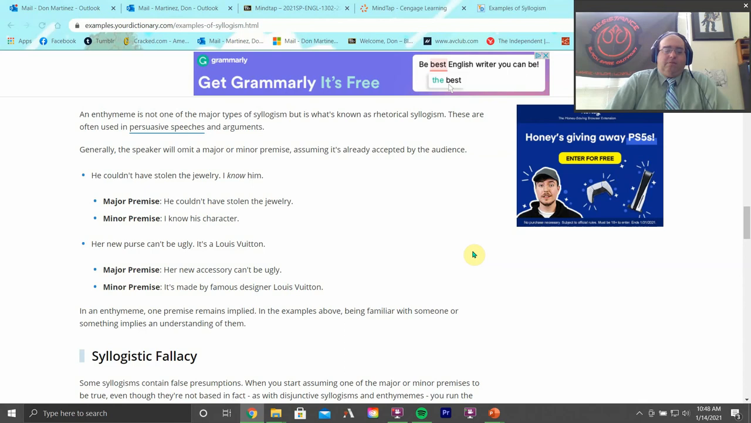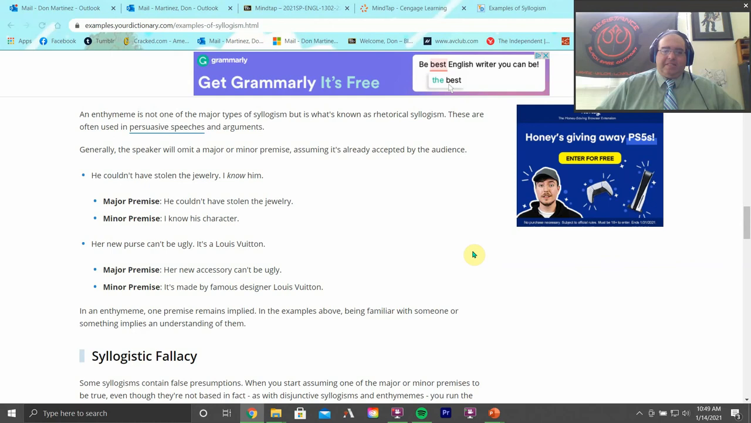Okay, for instance, he couldn't have stolen the jewelry. I know him. So, major premise is he couldn't have stolen the jewelry. The minor premise is I know his character. Here's the second one. Her new purse can't be ugly. It's a Louis Vuitton. Okay? So, the major premise is her new accessory can't be ugly. The minor premise is it's made by famous designer Louis Vuitton.